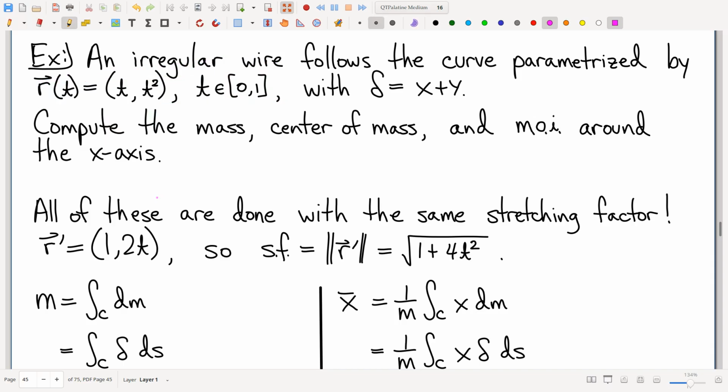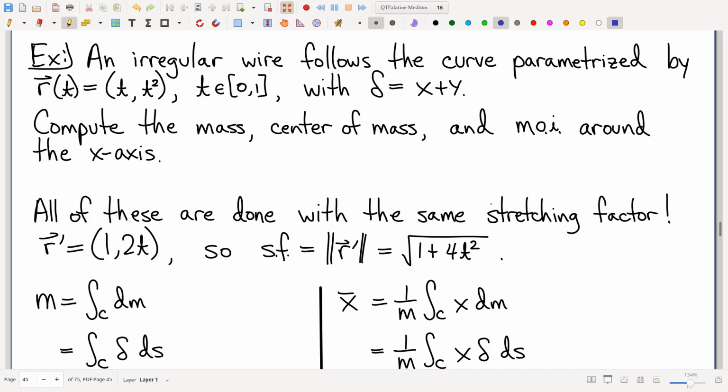parameterization. And when I say that it's an irregular wire, irregular in the sense that the density varies, in some places the density is higher, some places the density is lower. And the question is to compute actually several things. On the one hand, I would like to know the total mass of that wire. I would also like to know, hey, where is the center of mass of that wire? And while we're at it, maybe I want to know what's the moment of inertia around the x-axis. Is that cool? We're going to try to do all these calculations.